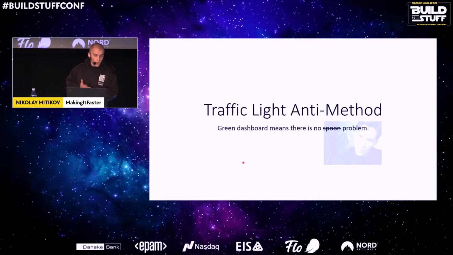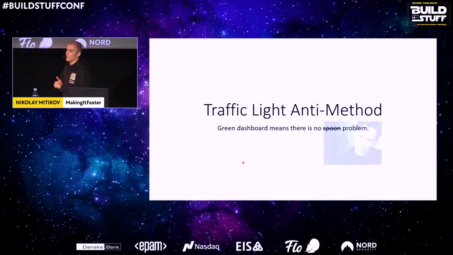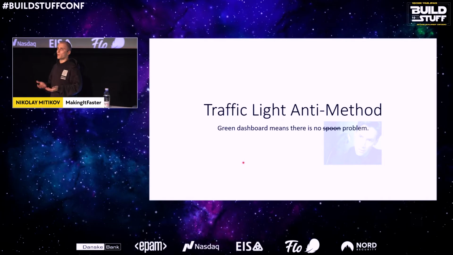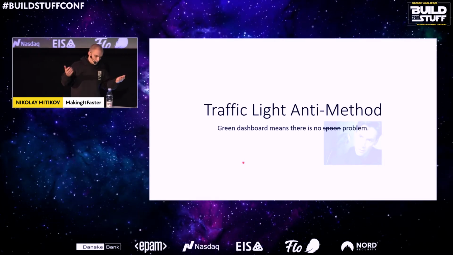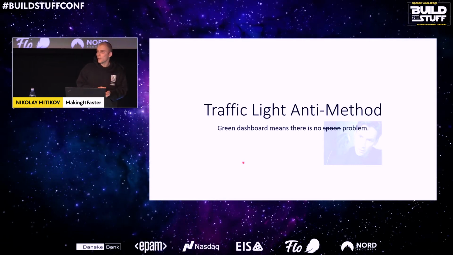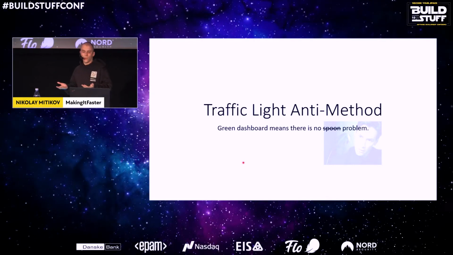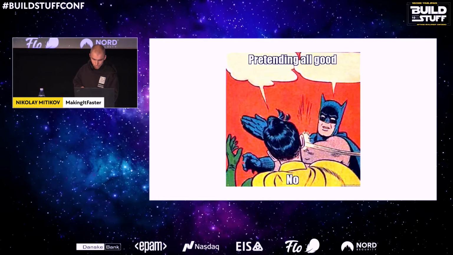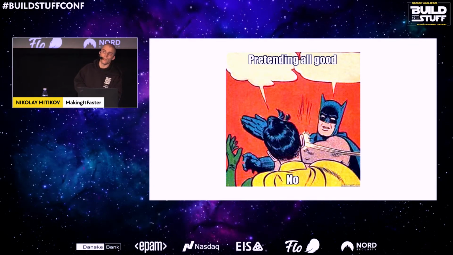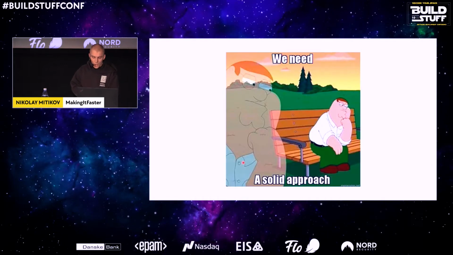And the last method for today would be the traffic light anti-method. Big systems, enterprise systems, they usually have monitoring systems. And if the monitoring system says that everything is fine, then everything is fine. Why worry? So, no, that's not the way we want to do performance investigations.